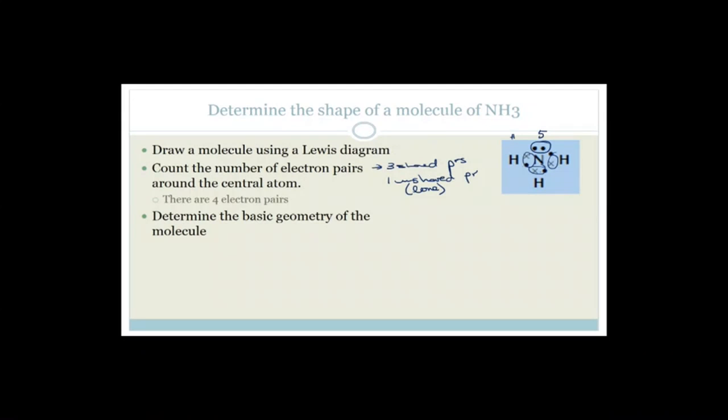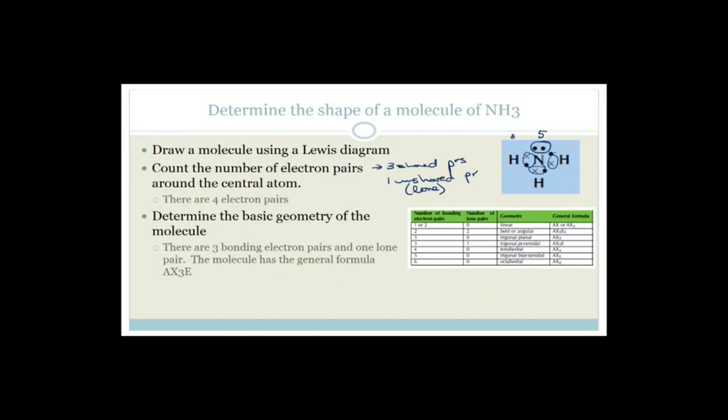So now we can determine the basic geometry. There are three bonding electron pairs and one lone pair, so therefore the molecule is AX3E. X standing for the bonding pairs, and the E standing for the lone pair. So again, we look at our table, we see it's AX3E, it's that one there. So therefore, again, it needs to be trigonal pyramidal, okay?